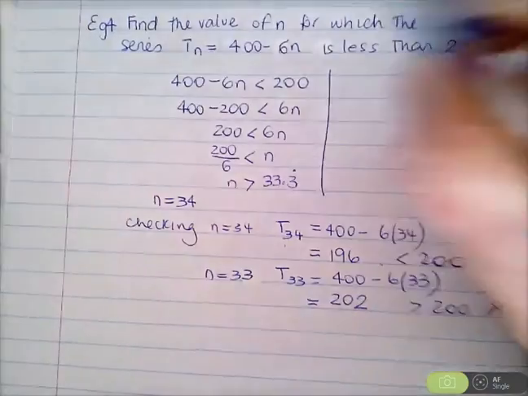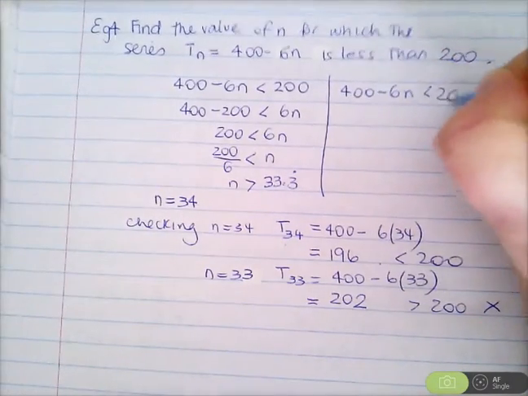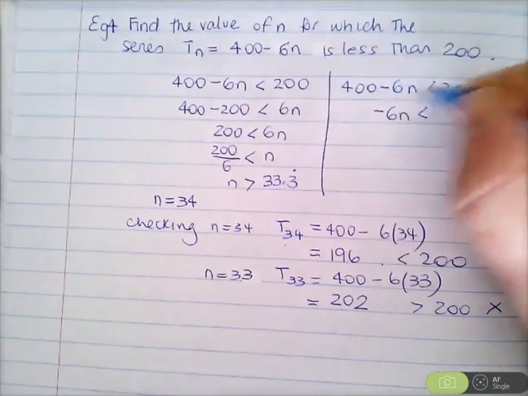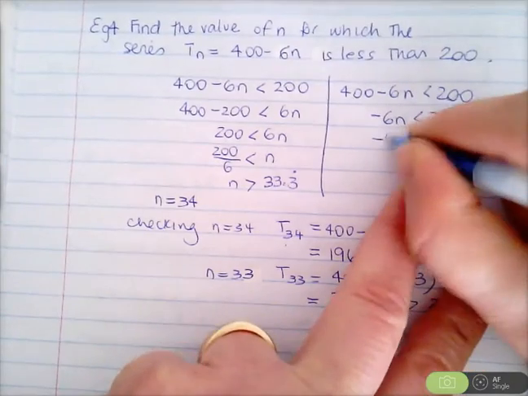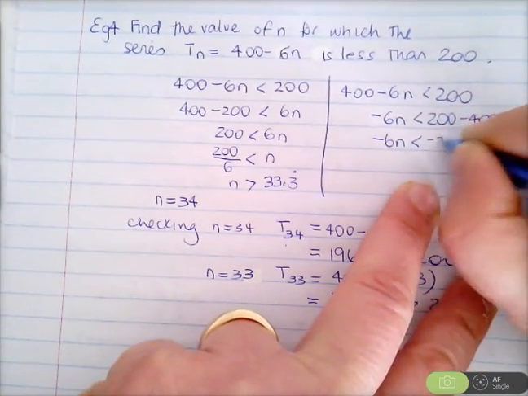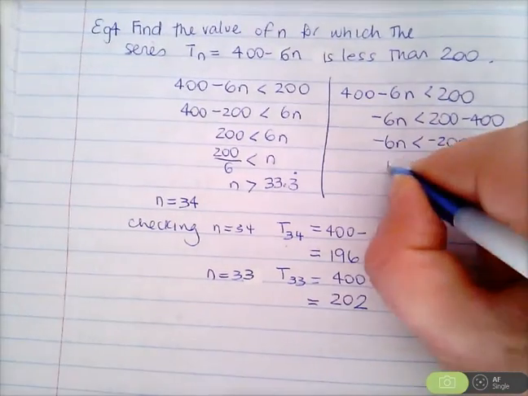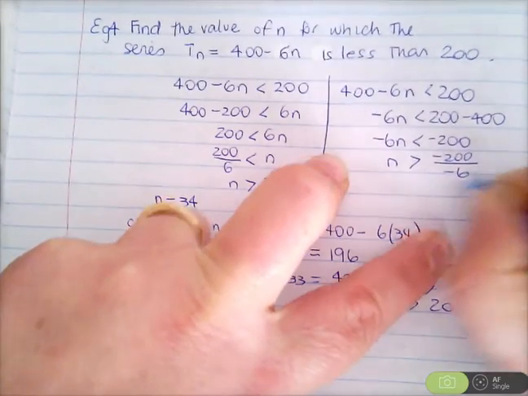Now, the other way of looking at this, I'm sure you're fine, but I'll just go through it again, is if you decide to take the 400 over, you get negative 6n is less than 200 minus 400, which is negative 200. So negative 6n is less than negative 200. And then if you're going to divide both sides by negative 6, you have to flip the inequality sign around because you're dividing by a negative.